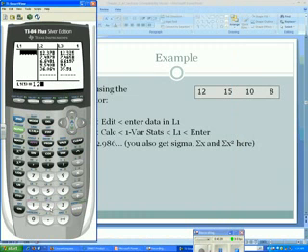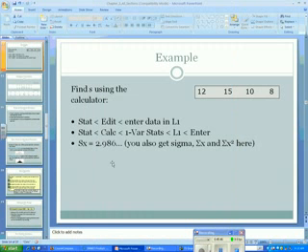And then we just put 12. So 1, 2, oops, it's a little bit more sensitive than I realized. 1, 2, and then enter, and then 1, 5, enter, 10, 8. So the first steps are stat, edit, and then enter the data into L1.